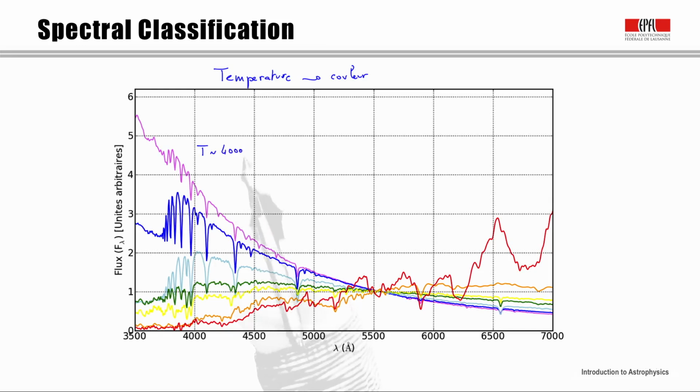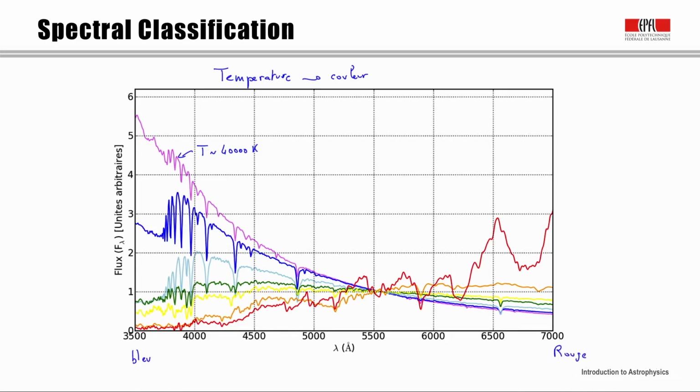Here is, for example, an extremely blue star with a black body radiation at 40,000 Kelvin. So an extremely hot star, among the hottest that exist. As such, it has a much higher flux in the blue part of the spectrum. Here is the blue, and here is the red.